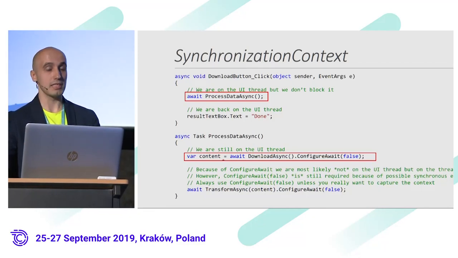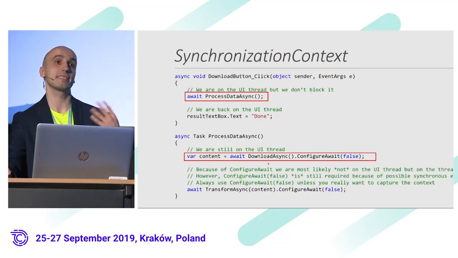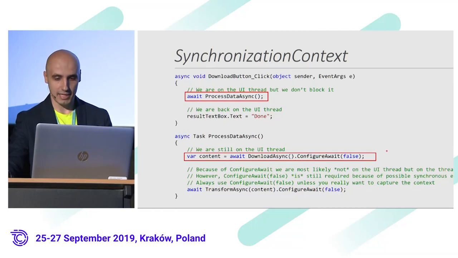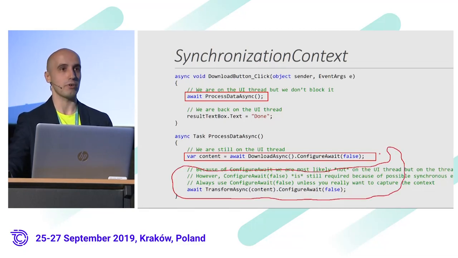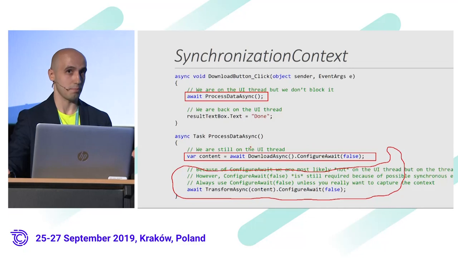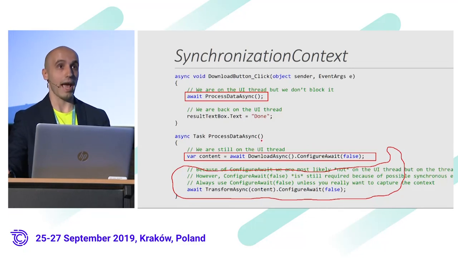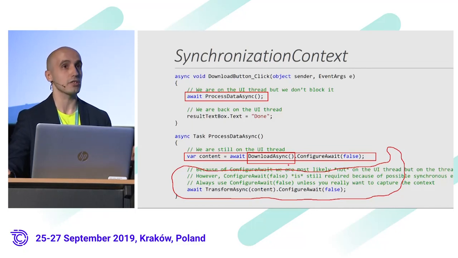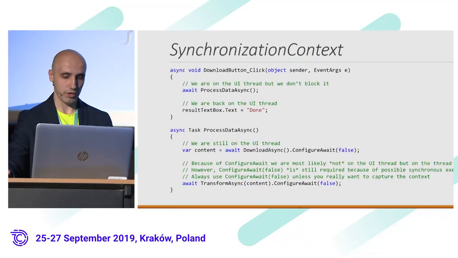So what is happening here, this line is being executed on the UI thread still. But the continuation, basically this part here, this is the continuation of our await in this line, is executed via the synchronization context, which was not captured. So it goes through the thread pool. And the thing worth noting here is if this DownloadAsync finishes synchronously, we do not go through the thread pool at all. We continue executing the method synchronously. So this continuation can be run either on the UI thread or using the thread pool because there was no synchronization context. Again, we call await TransformAsync and we call ConfigureAwait, etc.